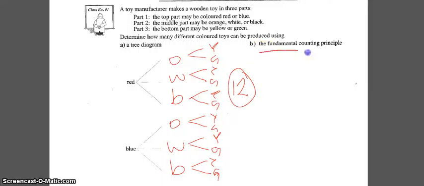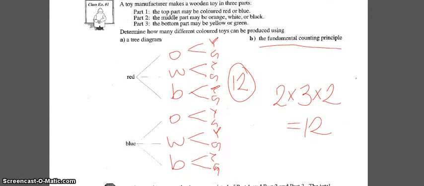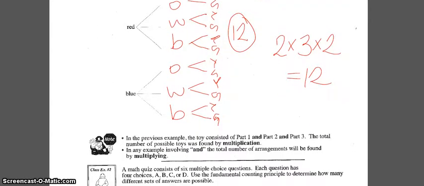How about we use the fundamental counting principle? This task can be broken down into 3 stages. The first stage, you first choose the top part, either red or blue, 2 choices. The next part, orange, white, or black, 3 choices. The third stage has 2 choices. What do you do with these numbers? Multiply them, you get 12. That's your answer. I hope you like this unit.